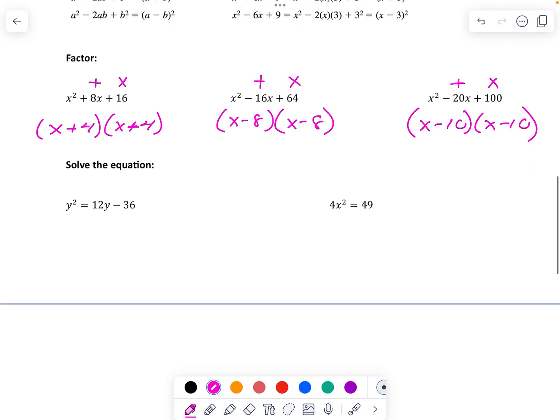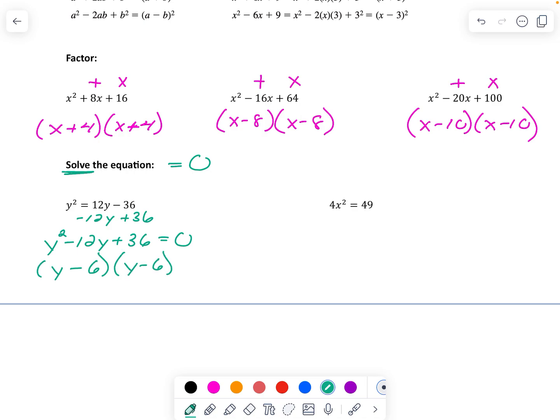So the last section here is about solving. And remember, when we solve, it has to equal 0 in order to set our factors equal to 0. So the first thing we need to do to this one is move those things over to the other side. So this is going to be y squared minus 12y plus 36 equals 0. Now we can factor it. And we're going to get y equals 6. Remember, if the parentheses are the same, we get one answer.